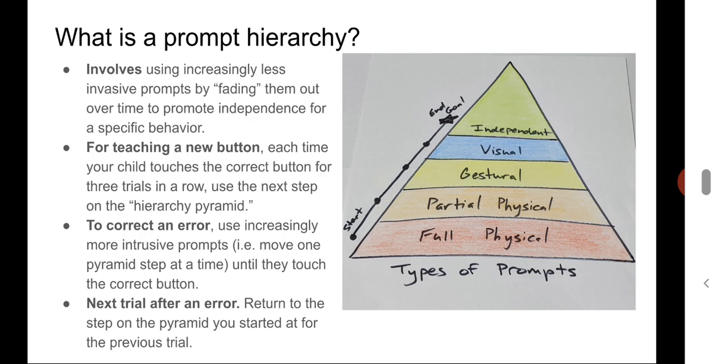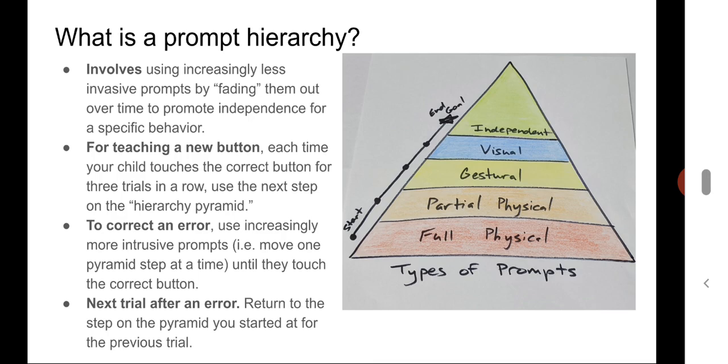So let's say we started off saying, what do you want? And we knew we were going to be using a gestural prompt, but they don't get it right on the gestural prompt. So then we move to a partial physical and hope that they get it right. Then if they don't get it right, we go to a full physical and prompt the correct response before giving them the chip.